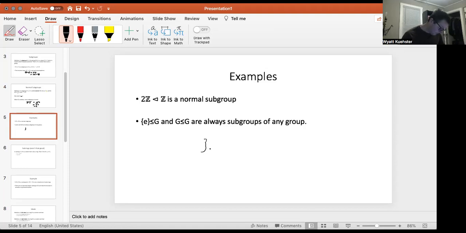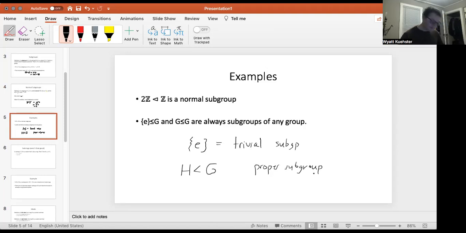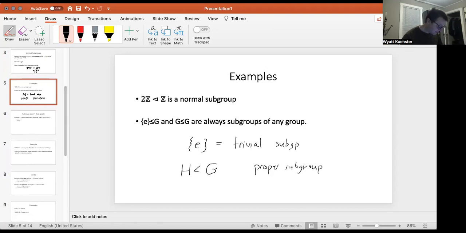We call the identity the trivial subgroup. And then the biggest subgroup of G is just G. If you have a subgroup H that's a proper subset, meaning a subset that's not the entire set, we call that a proper subgroup. So a proper subgroup is a subgroup that's a proper subset, meaning it's not the whole set that you started with. Okay, so there are some examples of subgroups.